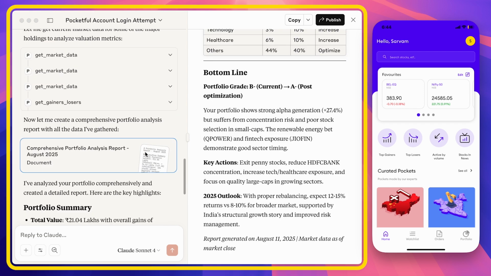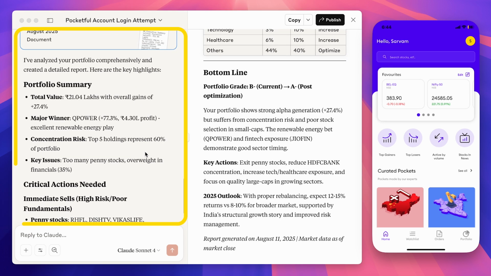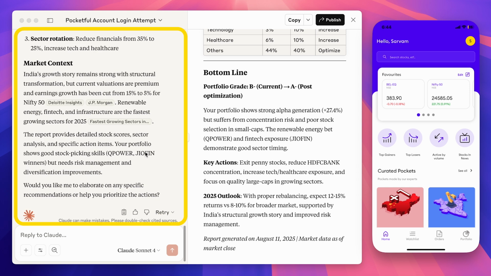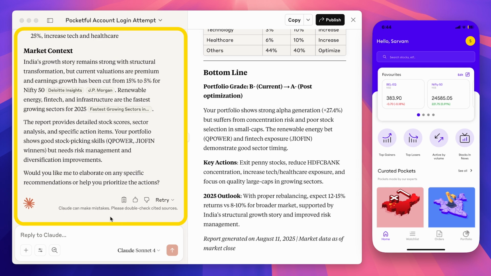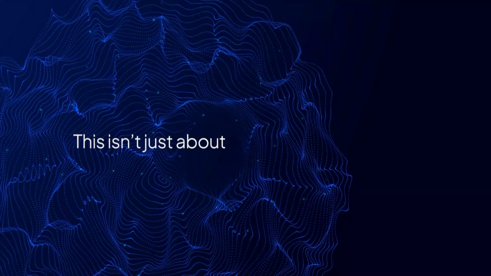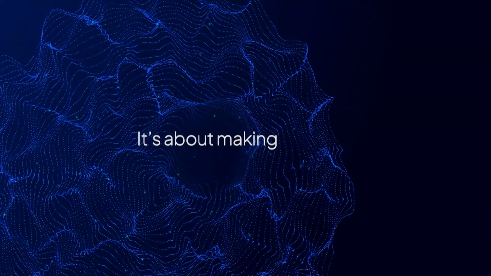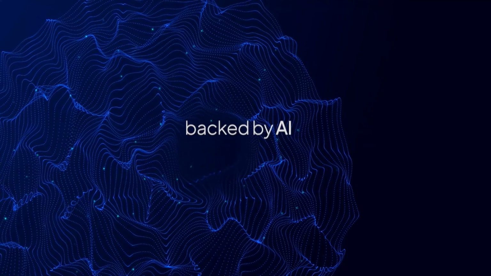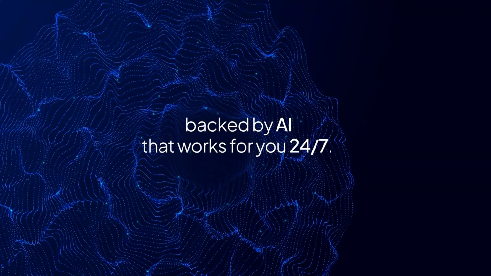And that's just one quick run with MCP. Think about it. Instant portfolio analysis, market context, risk management, and actionable recommendations, all in one place. Whether you're a casual investor, a market enthusiast, or a full-time trader, this isn't just about tracking your holdings. It's about making smarter, faster, and more confident decisions, backed by AI that works for you 24/7.